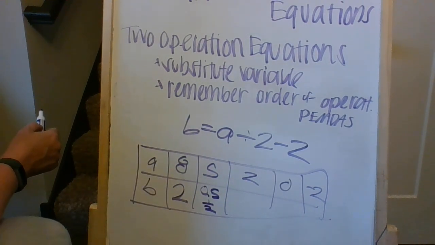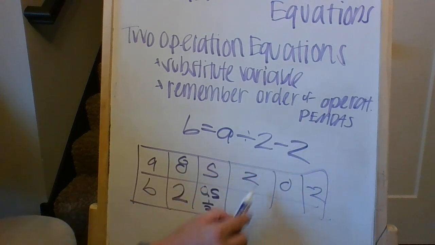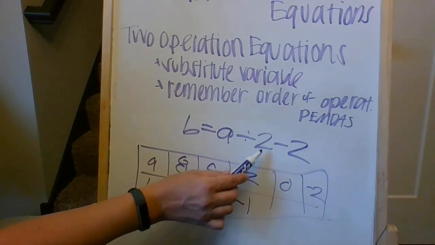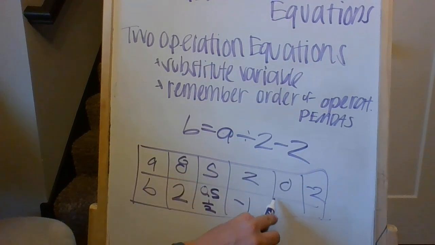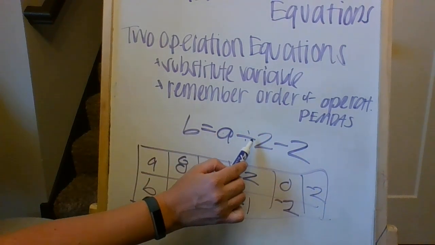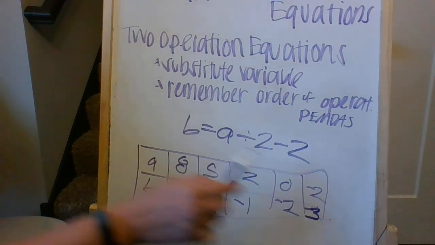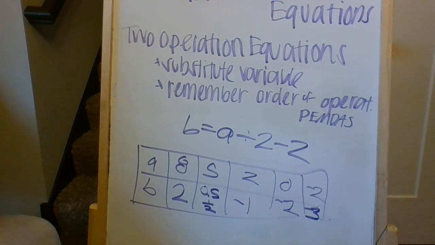Either way, but there are going to be some answers that are going to have either a fraction or decimal, so keep that in mind. Let's finish this one up. 2 divided by 2 is 1 minus 2. We have a negative 1. 0 divided by 2 is going to be 0 minus 2, negative 2. Negative 2 divided by 2 is a negative 1 minus 2 is going to equal negative 3.